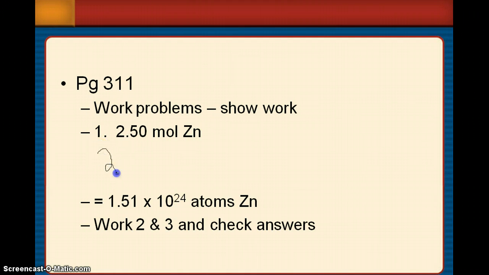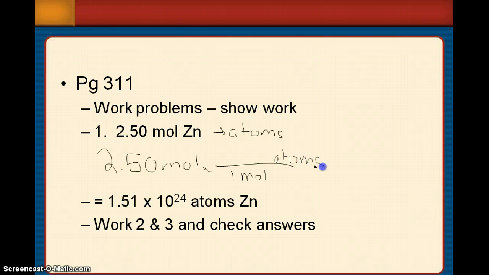Remember we always start with what we're given, 2.50 moles. Now in these ones, we want to know how many atoms. I want to go from moles to atoms. Well, I have moles, so moles needs to go on the bottom. And atoms is going to go on the top. My conversion factor is 6.02 times 10 to the 23rd atoms. I multiply straight across, my moles cross out, I'm left with atoms, and you should end up with this number.